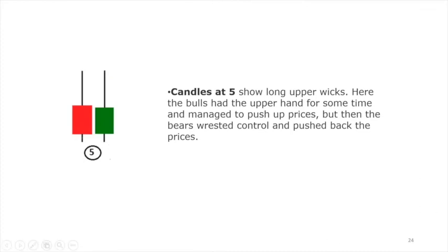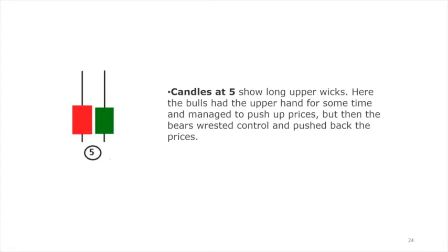It shows a long upper wick. Here the bulls had the upper hand for some time and managed to push the prices up, but then the bears wrestled and controlled the price back. So what happened? The bulls pushed the price up, isn't it? Then the bears wrestled and made the price come down, isn't it? That means the bears are controlling the market.